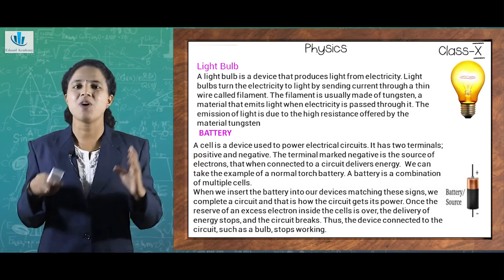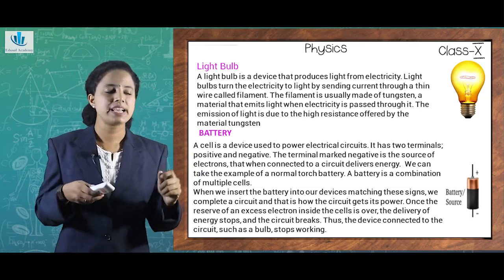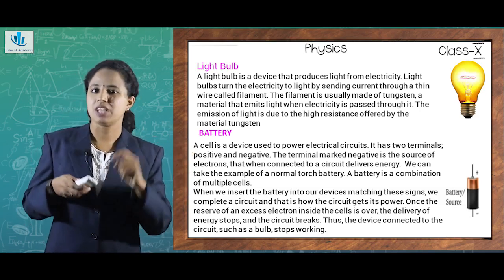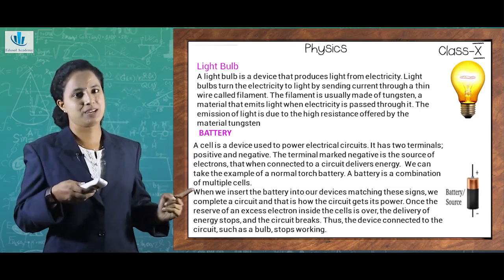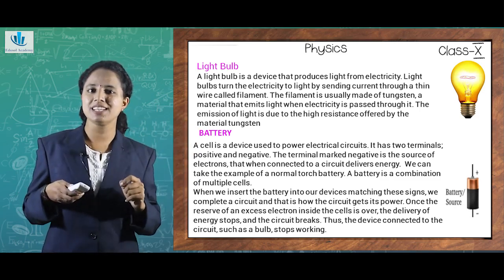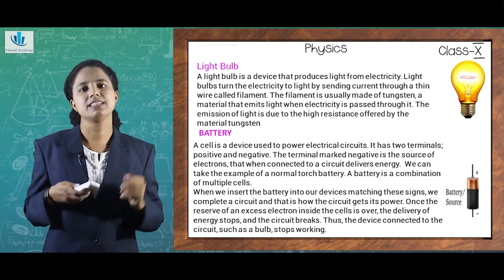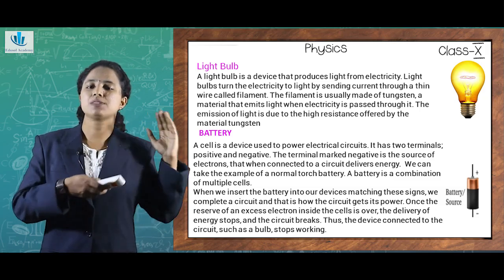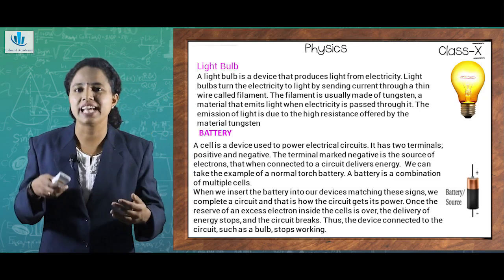So what is the purpose of these two terminals, negative and positive? The terminal which is marked as negative is a source of electrons. We have already said electrons flow from the negative terminal to the positive terminal. So the point from which these electrons originate is the negative terminal. That's why the terminal marked negative is called a source of electrons. When it is connected to a circuit, it delivers energy.